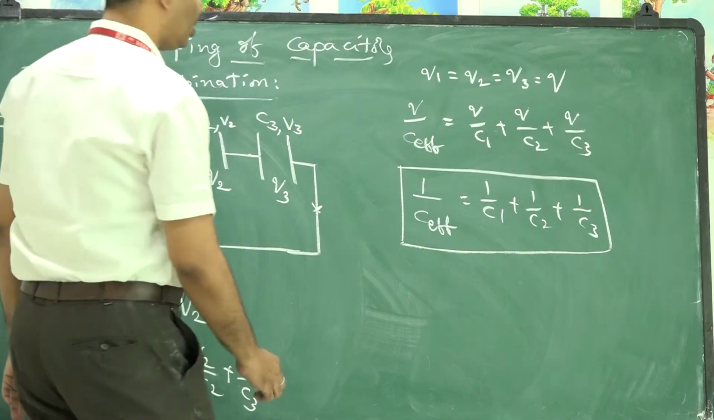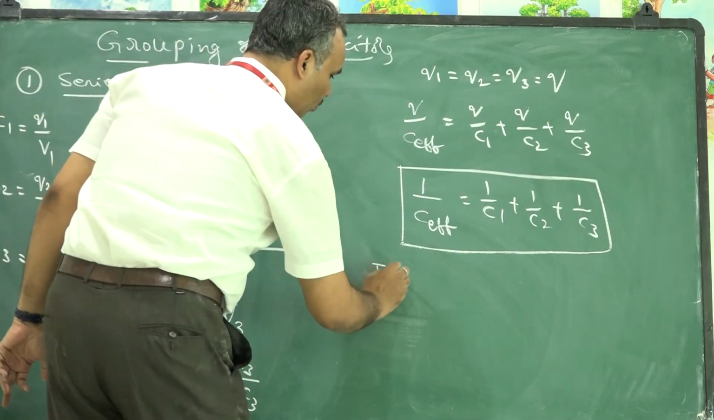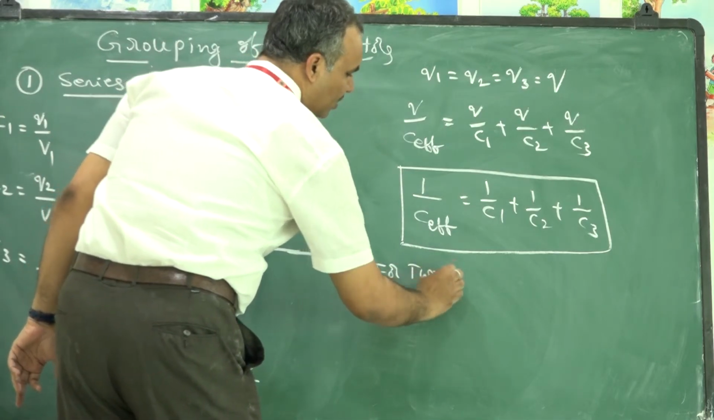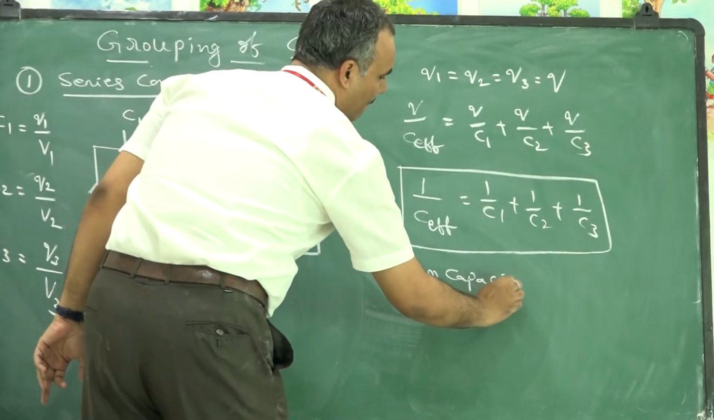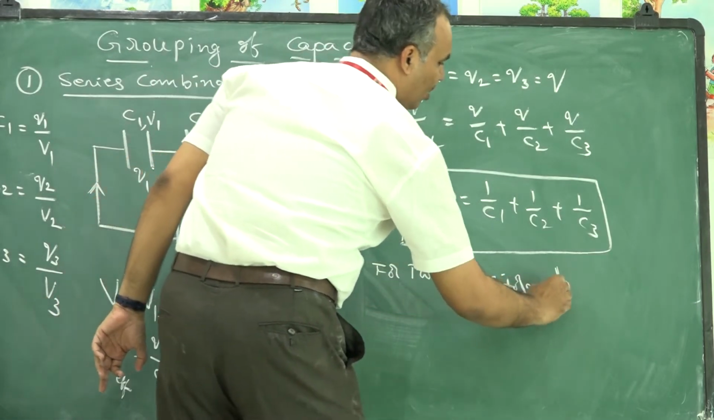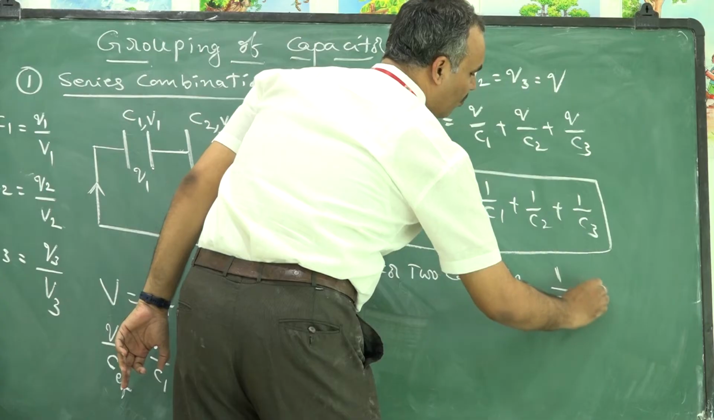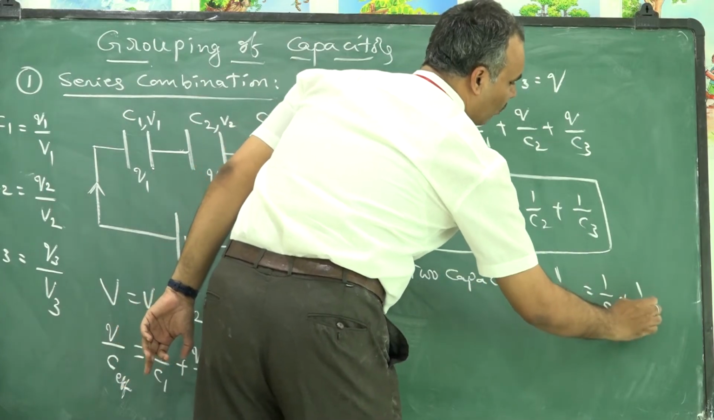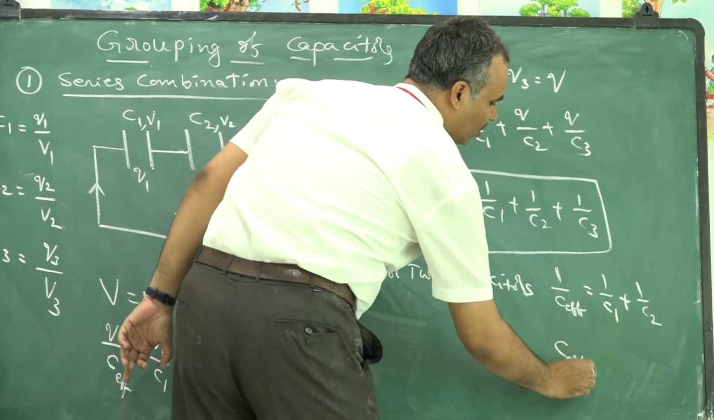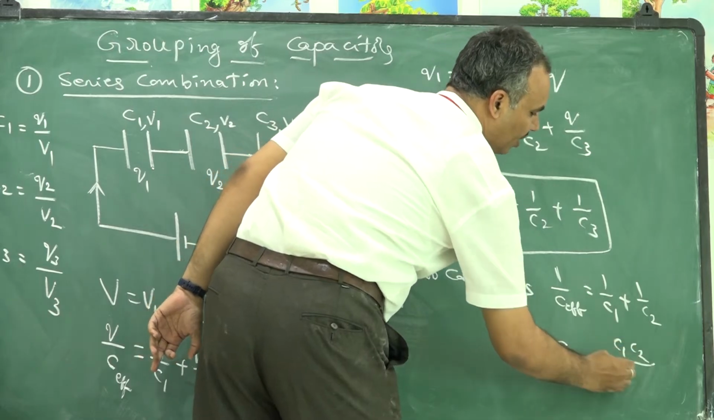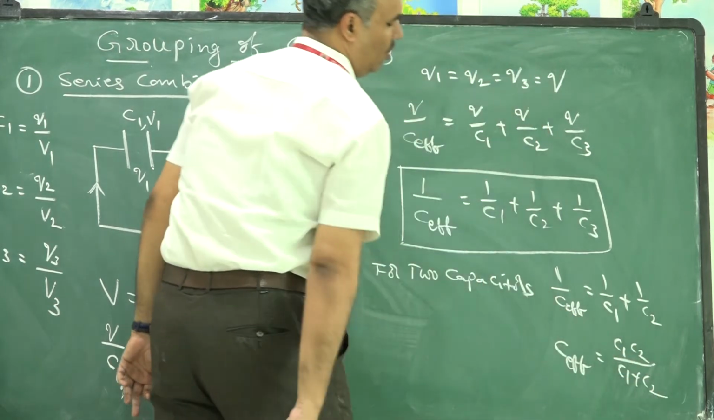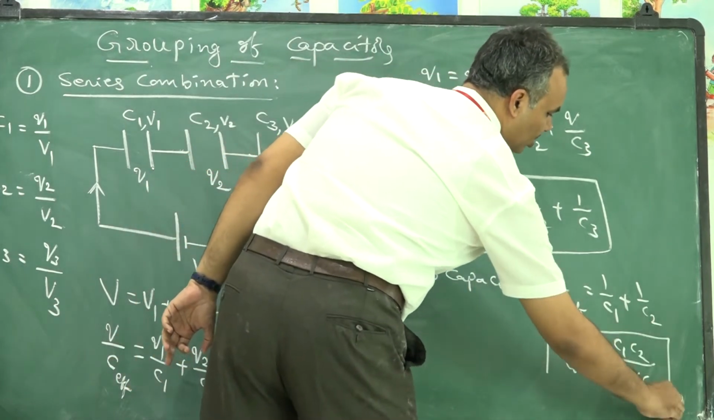If only two capacitors are there, for two capacitors, you can write 1 by C effective is equal to 1 by C1 plus 1 by C2. Then C effective is given by C1 C2 by C1 plus C2. We can use this formula for two capacitors.